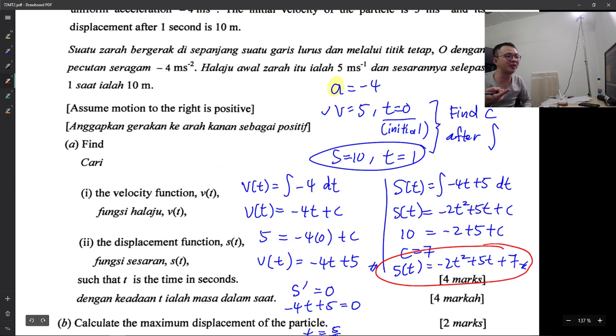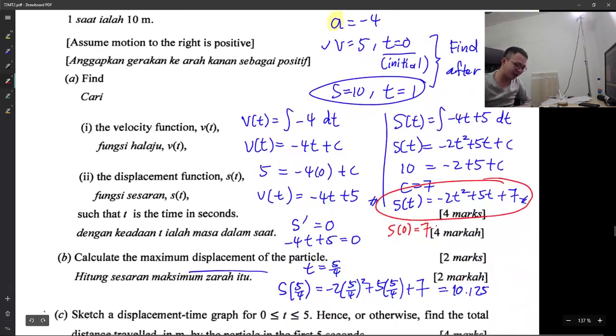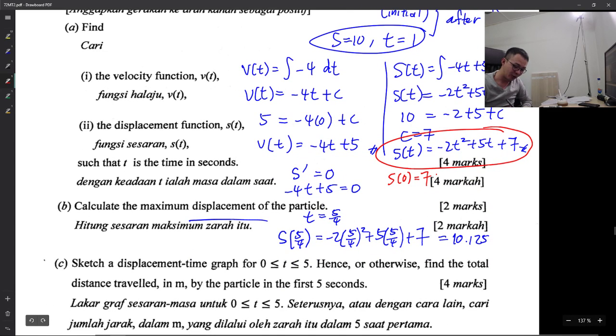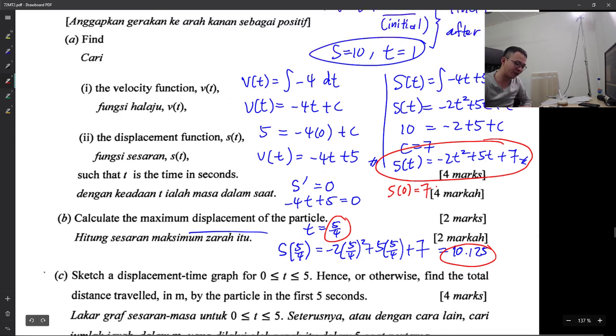This is a quadratic equation. Your a value is negative 2. So you definitely get a maximum. But I do not know when to start the maximum. So just now I will do s of 0, right? Then I get equal to 7. Because t equals 0, you will get 7. So I will start with 7. And just now I already got my maximum displacement, which is 10.125 when t equals 5 over 4.